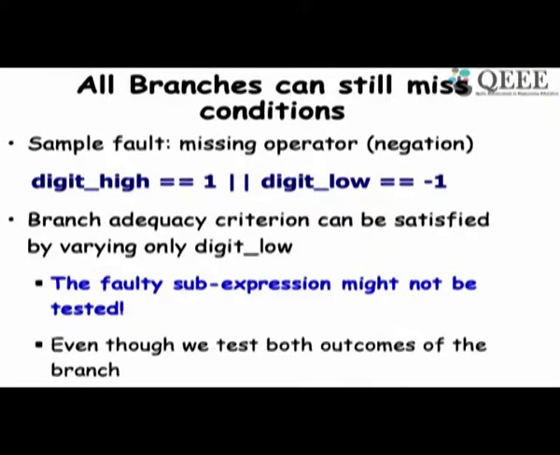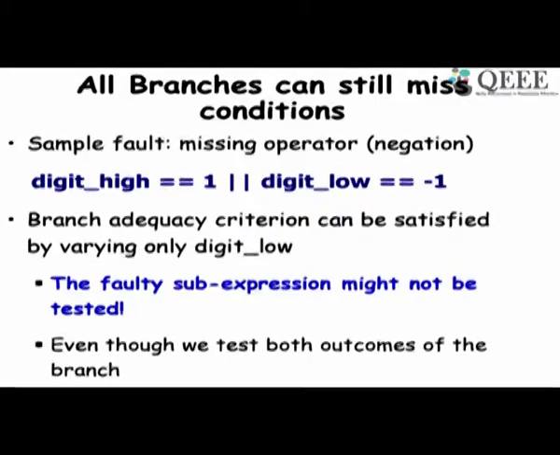But if we are doing branch testing, is that enough? Is that a good testing of a program? No, not really, because if a branch consists of composite conditions, then some bugs can get missed. This is just one example here: we have this condition on some decision statement, some branch. If digit high is equal to 1 or digit low equal to -1, then do some action, else do something else.